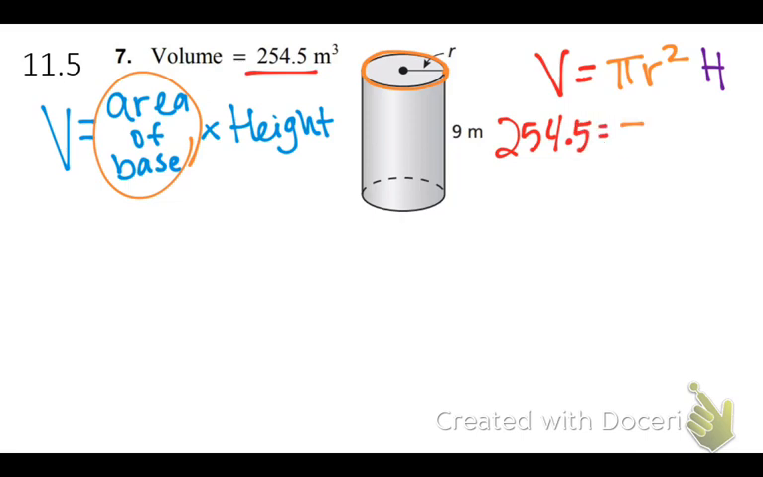And it equals pi times the radius squared, which we still know the radius. And then what did we say the height was going to be? 9. We want to get the radius squared alone, so what do we need to do next?